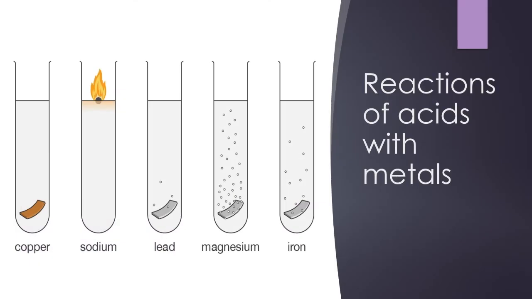In today's lesson, we are going to be looking at the reactions of acids with metals. For this section, we are going to look at how an acid reacts with metals, what the chemical reaction is, and what the products are that form when a metal reacts with an acid.